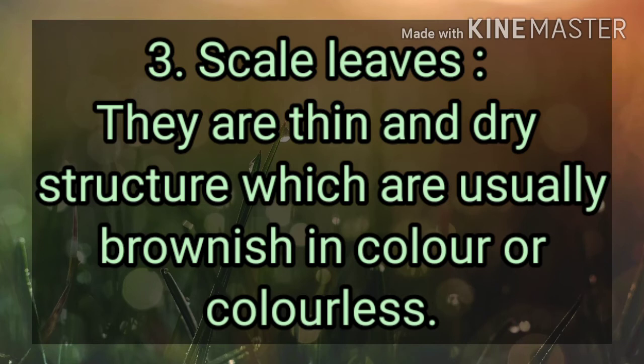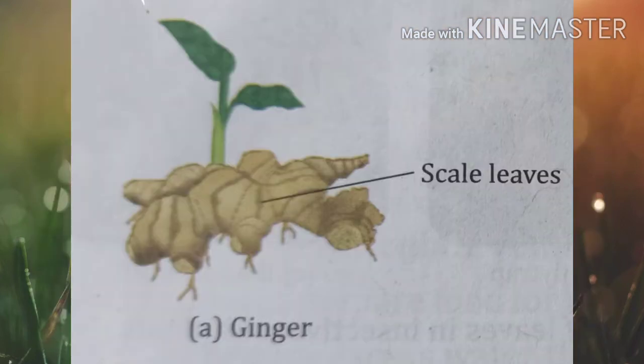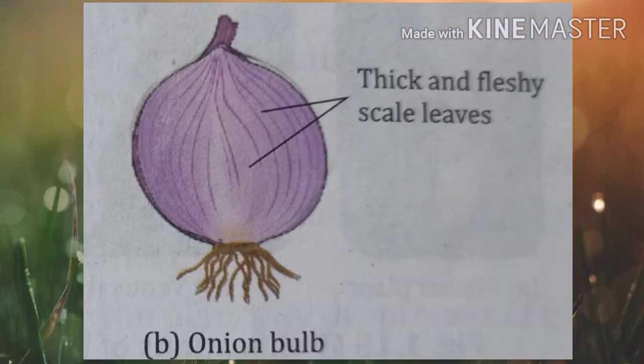Now we discuss scale leaves. They are thin and dry structures, usually brownish in color or colorless. They take up the function of protecting the axillary bud, as you have already seen in ginger. But in the case of onion, the scale leaf stores food prepared by the plant and becomes thick and fleshy.